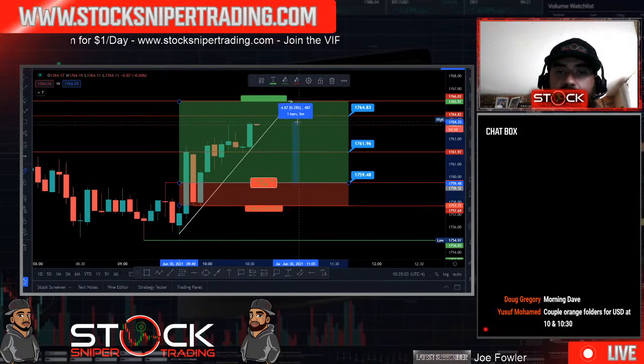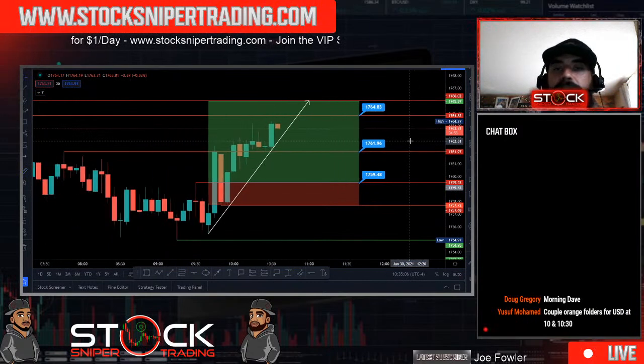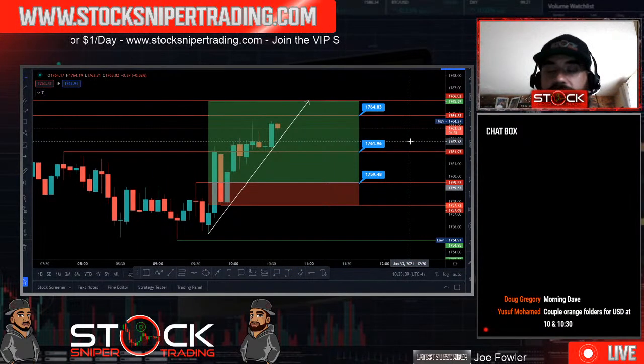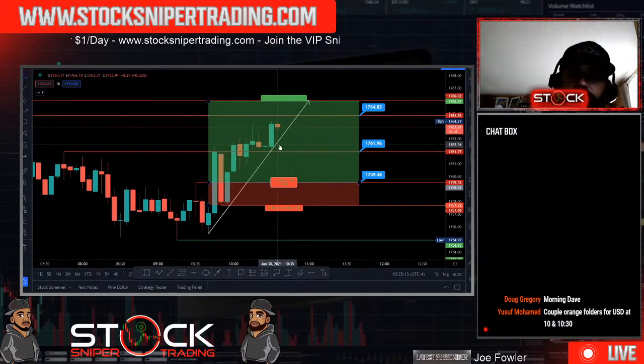This is almost 50 pips. You know what I mean? We're at 45 pips right now. Look for the sell-off here. Look for the potential retest in terms of this ascending angle here.